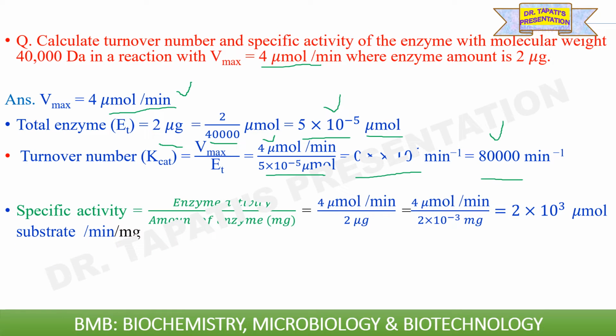Let's calculate specific activity. As we know, specific activity is equal to enzyme activity divided by amount of enzyme in mg. So enzyme activity here is 4 micromole per minute, and amount of enzyme is 2 microgram. If we convert 2 microgram to mg, it will be 2 into 10 to the power minus 3 mg. So we will get 2 into 10 to the power 3 micromole substrate conversion per minute per mg as the answer for specific activity of the enzyme.